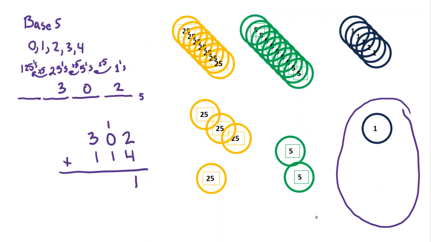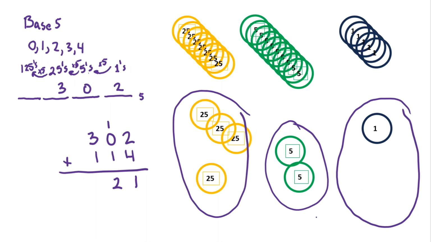I have 2 5s. There's 2. And I'm going to look in my 25s place. 1, 2, 3, 4. I have 4 25s. So in base 5, this works out to be the number 421.